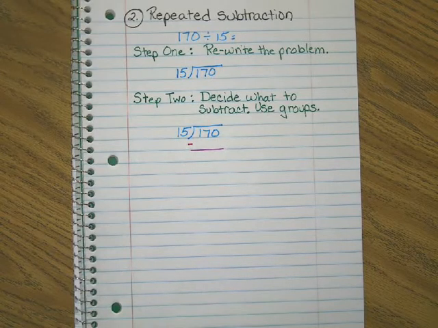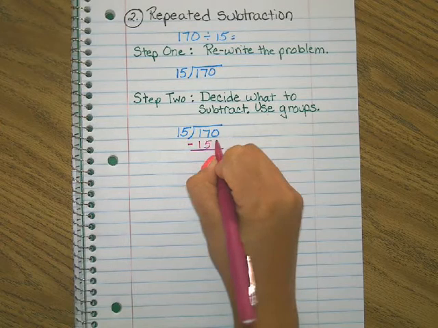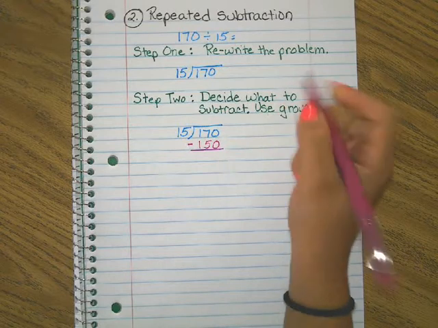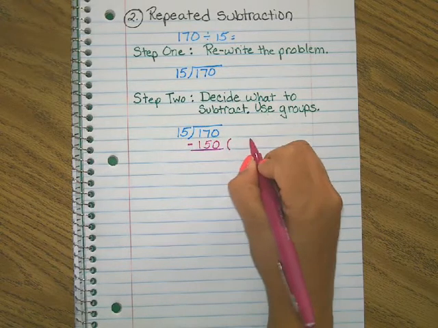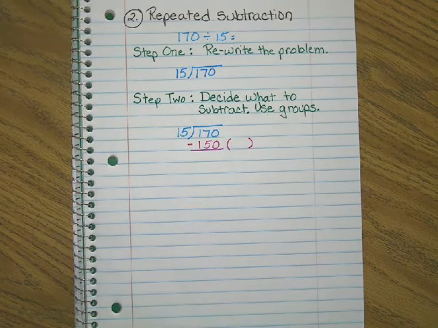I'm thinking of a landmark number that's easy to multiply by. Logan? 10. What's 15 times 10, everybody? You can just say it. 150. Okay, so I know that's an easy one to subtract from because it's pretty close to 170, isn't it? So in parentheses, I'm going to put how many groups of 15. How many groups of 15 are in 150? Jacob? 10. Yeah, 10. And that's step 2. Let's look at step 3 now.